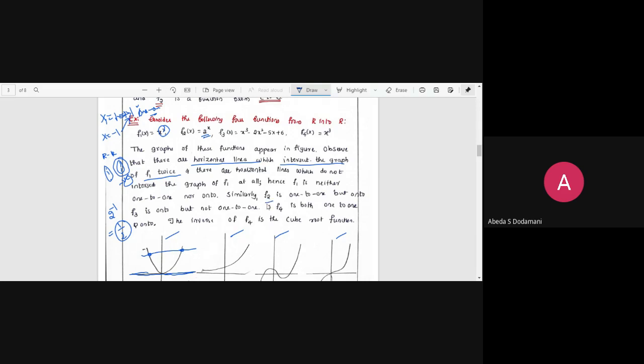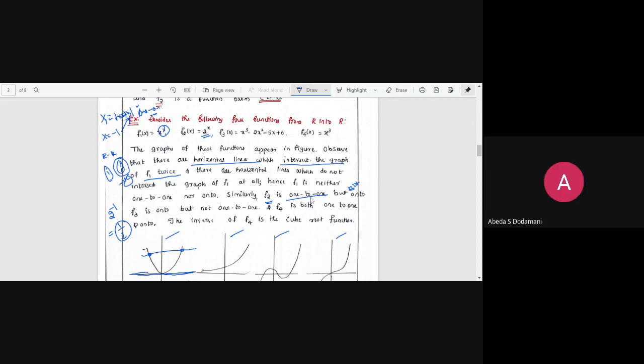Hence F2 is one-one. One-one means every element has a unique, different image. But it is not onto. Please mention this as not onto. Why not onto? Because negative elements do not have any pre-images in the x. Following, guys?